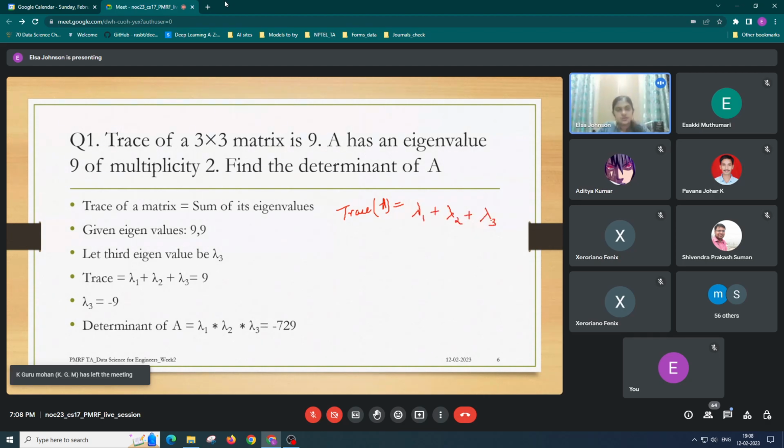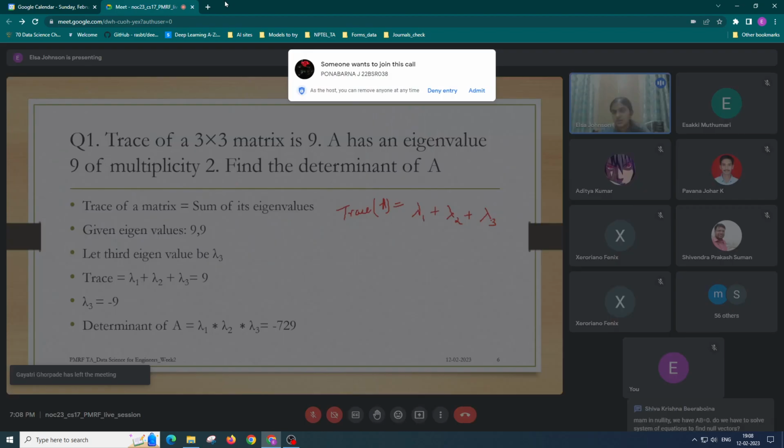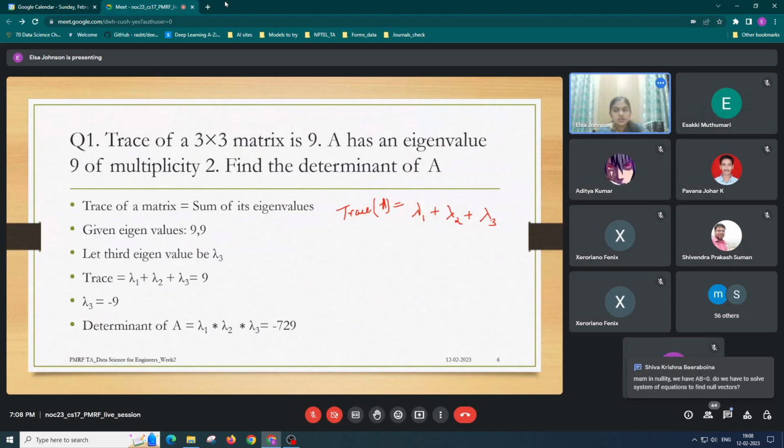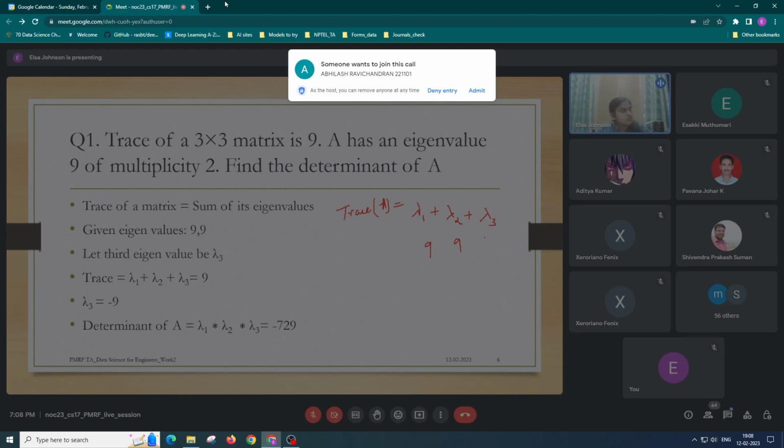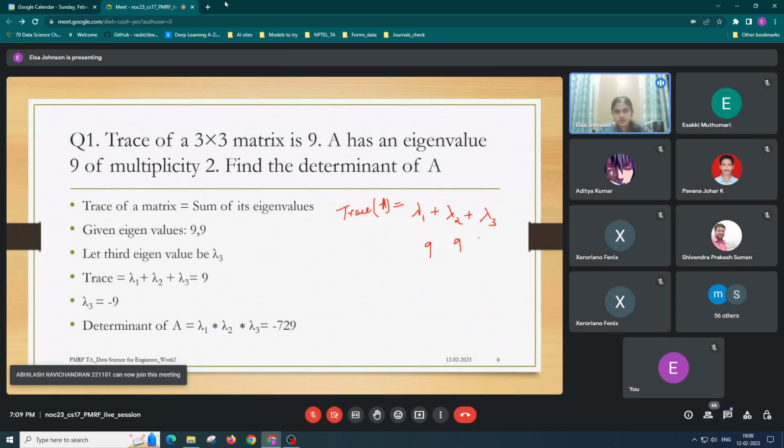First I'll be discussing the theoretical part of these questions, and then we'll see it with R. Okay, so people are still joining. Can you tell me that lambda 1 is 9, right? Lambda 1 is 9, lambda 2 is 9. You don't know what lambda 3 is, so you can find out that lambda 3 is equal to minus 9, right?